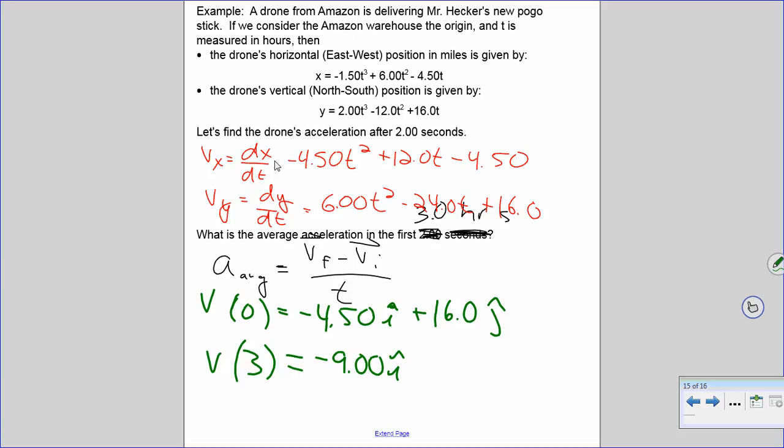All right, now I got to put in 3 for my time here. So let's see, 9 times 6 is 54, minus 72, so that's negative 18. Plus 16, you get negative 2. Did anybody do that with a calculator? Is that right? Okay, yay, me. All right, so now what do we do? Subtract, right? Final minus initial, right?